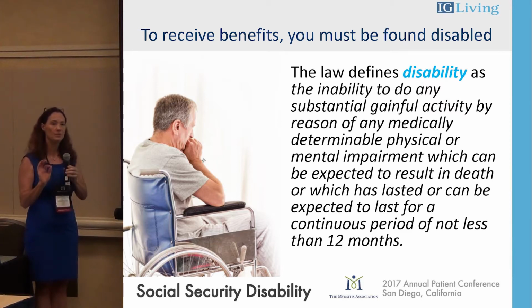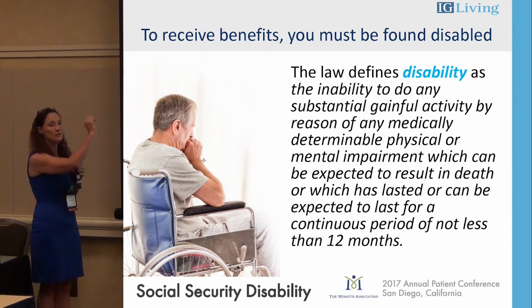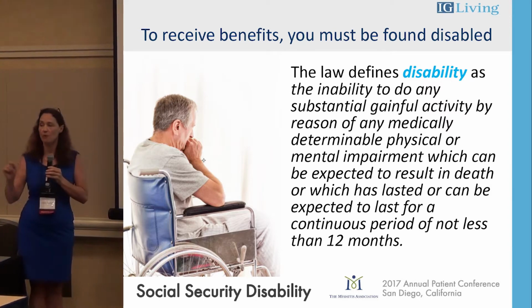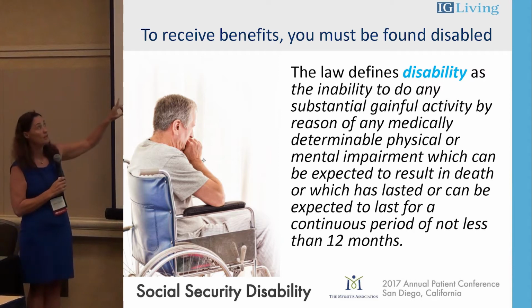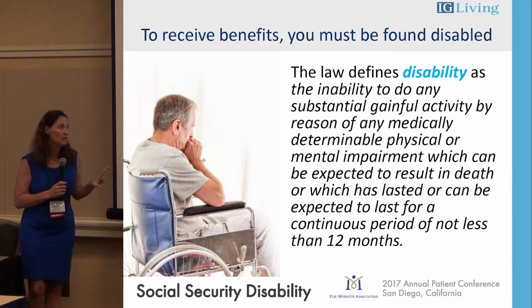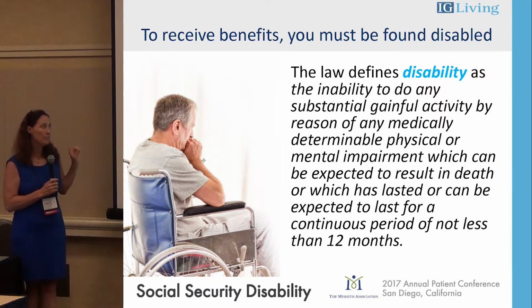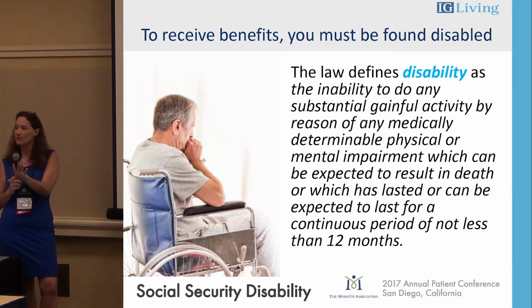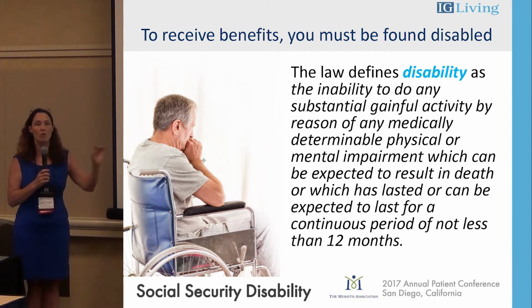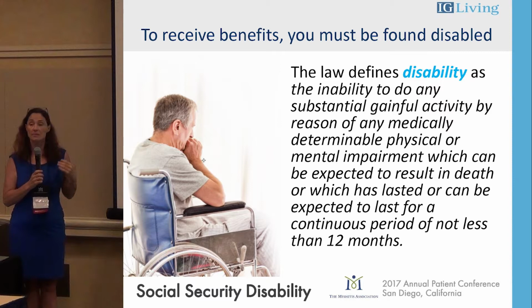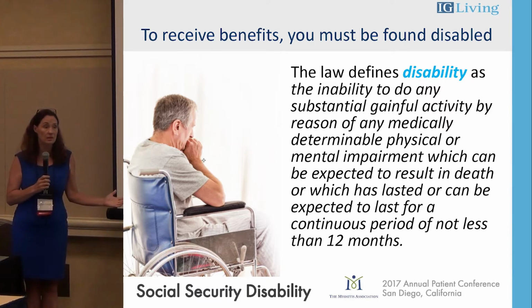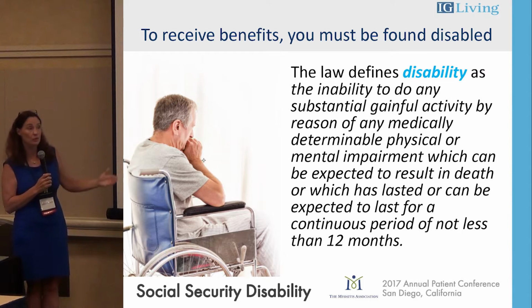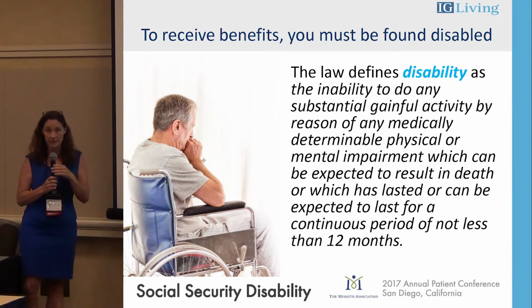For any disability program, you have to be found disabled. There is a specific criteria for what disabled means. The law defines a disability as the inability to do any substantial gainful activity by reason of a medically determinable physical or mental impairment. It has to be for a continuous period of not less than 12 months. This doesn't necessarily apply to myositis, but Social Security disability is something that you can go on and come off of. Sometimes people with cancer go on Social Security disability for a period of time, and then they are able to return to the normal workforce or go off Social Security disability.